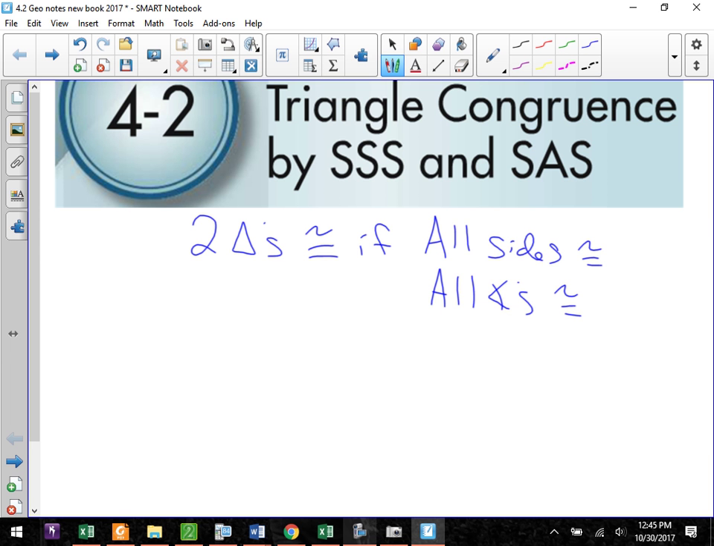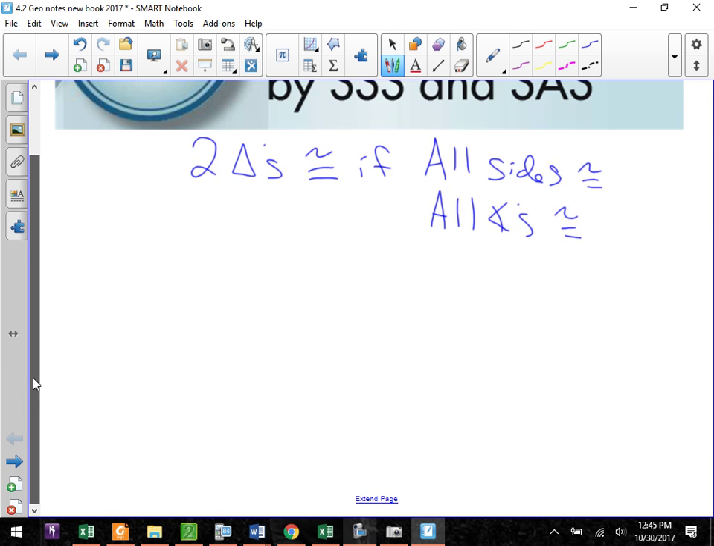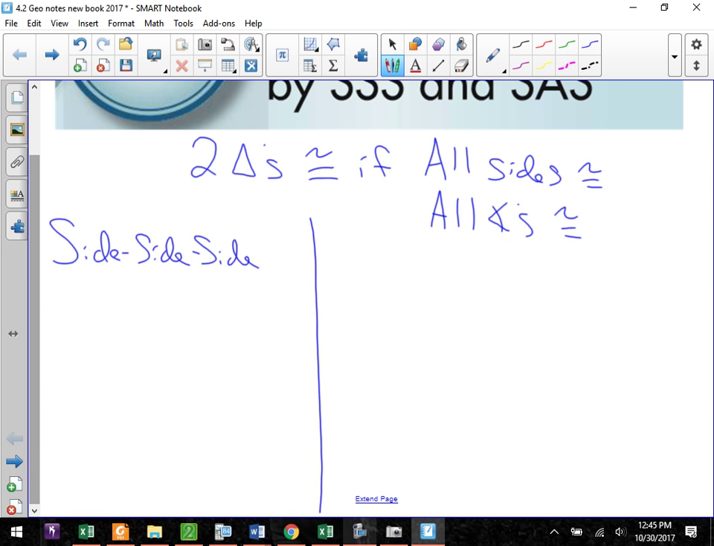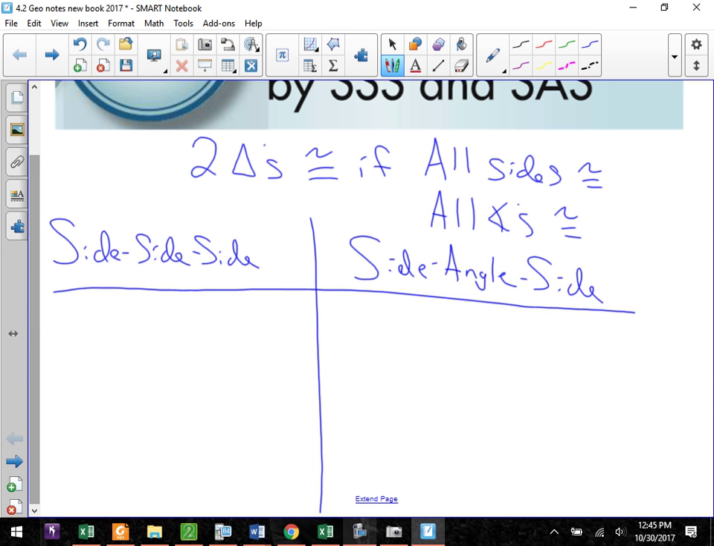What we're going to do today is talk about 2 other methods of doing this. We're going to talk about what's called side, side, side, and what's called side, angle, side. If I'm talking about something that's just side, side, side, how many parts are there? 3. So we've cut our workload in half. Shortcuts. And then we had the other thing that's called side, angle, side. Again, only have to have 2 sides and an angle in between them.